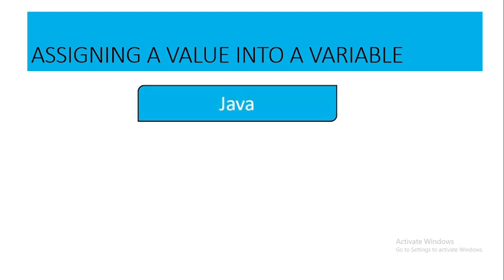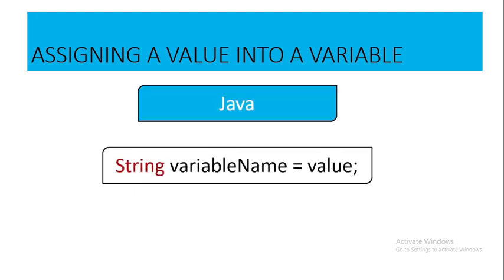Let's look at Java programming language. So Java, we need to know the data type going to put into the variable, and that influences how we declare the variable. So if we want to assign a string data type, then we declare the variable with the keyword string. So here we have string variable name equal value.